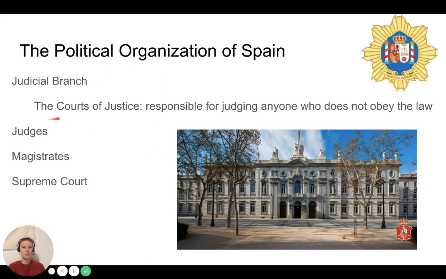Judicial branch, the courts of justice, which are responsible for judging anyone who does not obey the law. We have judges, magistrates, and the Supreme Court, which has the most power in this branch.